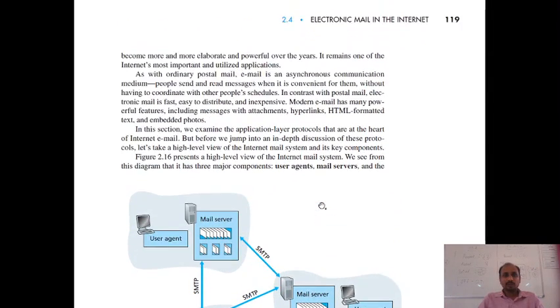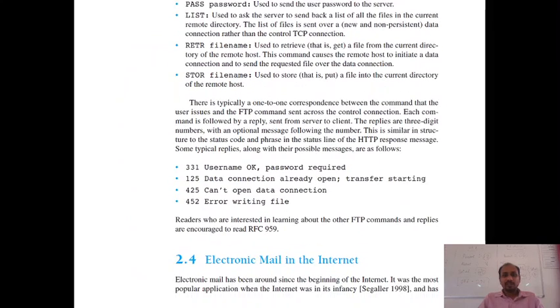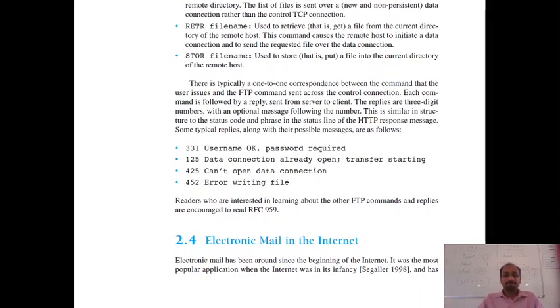Go with the next topic, that is electronic mail in the internet. We all know that electronic mail was the first thing which began in the internet. Before all these things like SMTP, FTP and all, electronic mail was the first one which began its work in the internet, where it was used to send mails from one user to another user.